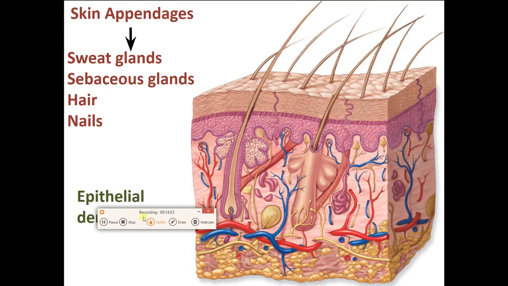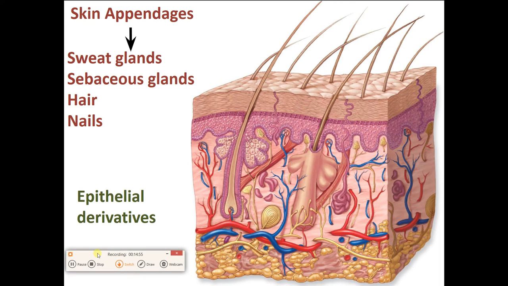We only have a little bit more to do, guys. We got to now talk about some of the appendages of the skin. These are things that are in the skin. We don't call them the dermis or the epidermis, but they're actually derived from the epidermis and they exist in the skin. There are four appendages: sweat glands, sebaceous glands, hair, and nails. We're going to talk about three of them. We are going to ignore nails.